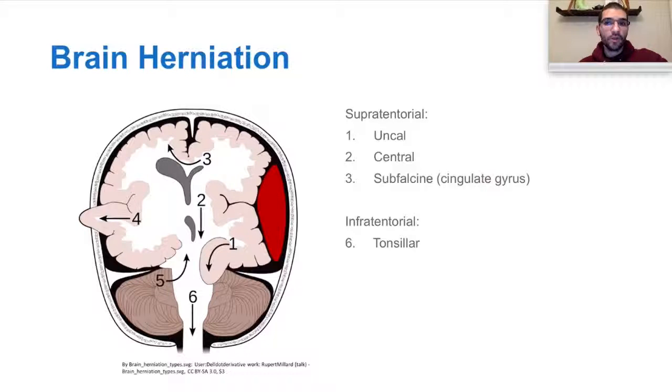Then the last one I will conclude with is the infratentorial herniation, which is tonsillar herniation, which is what we're talking about here: the cerebellar tonsils. What happens here with the cerebellar tonsils, number 6, is that they begin to press on the foramen magnum, which is that hole at the very bottom of the skull, and begin to compress the lower brain stem as well as the cervical spinal cord. This is where the cardiac and the respiratory centers exist.